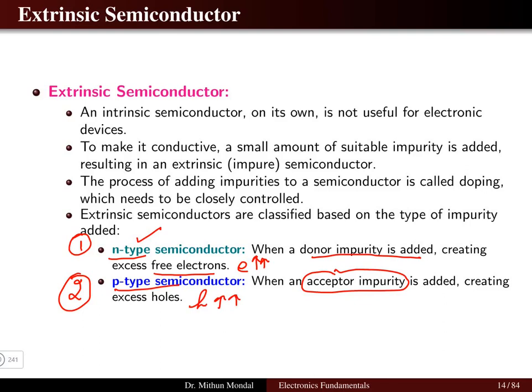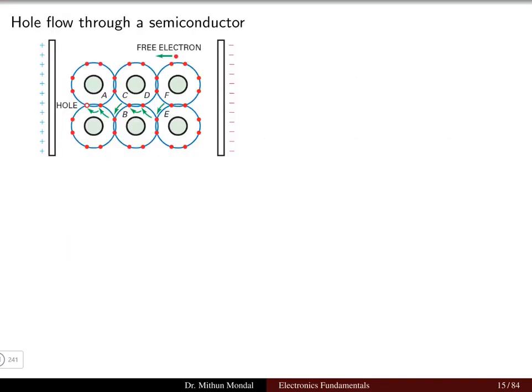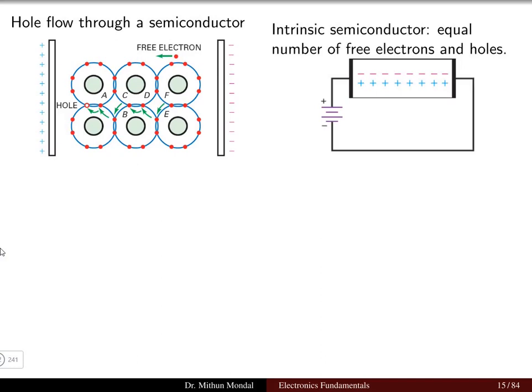Again, N-type semiconductor, because electrons are there, is negatively charged. P-type semiconductor, because more holes are there, is positively charged. Now we can see how the hole will flow through a semiconductor. These free electrons will be moving from one orbit to another, or energy state, when the potential or electric field is applied, and then the electrons and holes will be formed. When we talk about the intrinsic semiconductor, the number of electrons and the number of holes are equal.